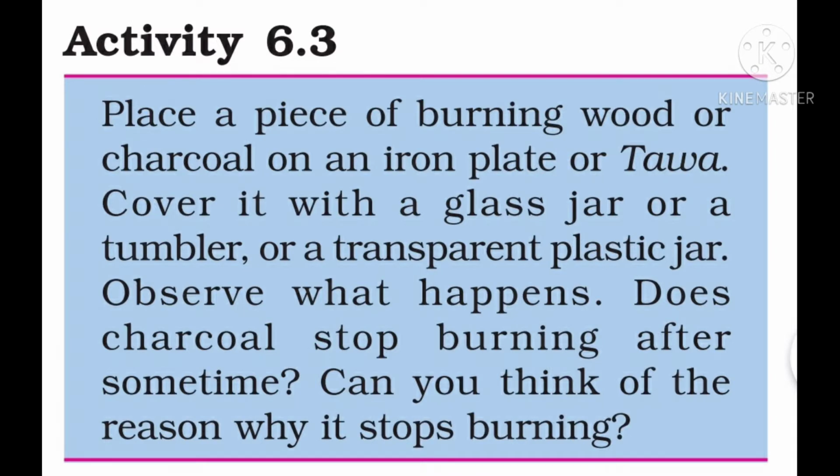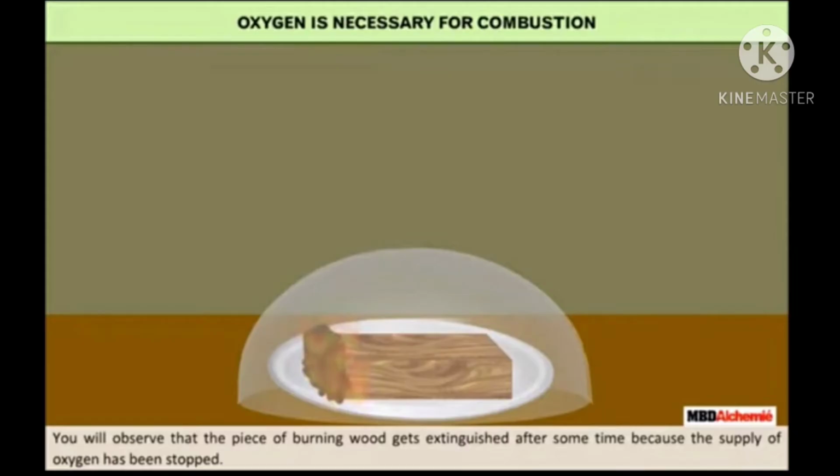Activity 6.3. Place a piece of burning wood or a charcoal on an iron plate or a tawa. Cover it with a glass jar or a tumbler or a transparent plastic jar. Observe what happens. Does charcoal stop burning after some time? Can you think of the reason why it stops burning? We observe that the piece of burning wood gets extinguished after some time because the supply of oxygen has been stopped. By this activity, we can conclude that oxygen is essential to support the process of combustion.